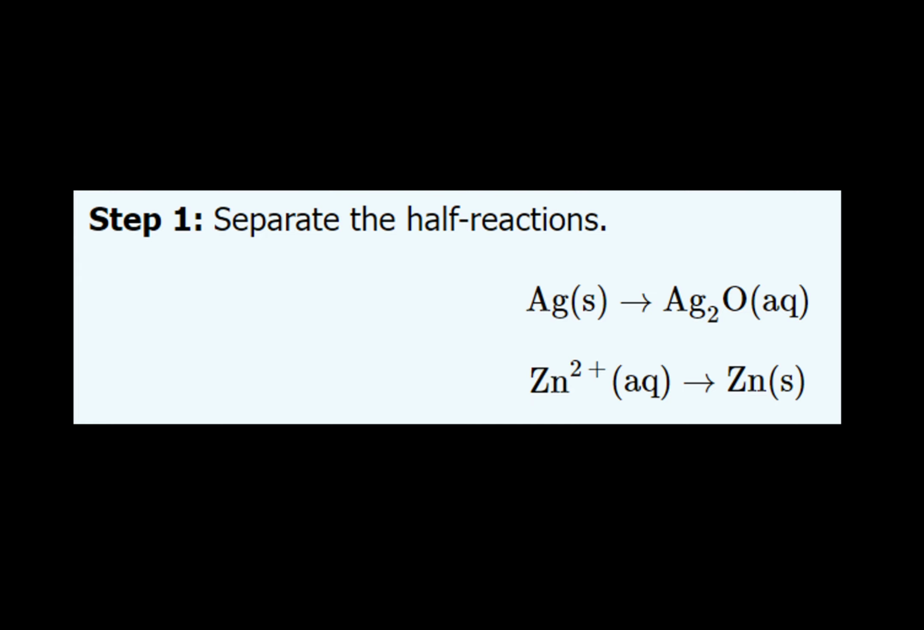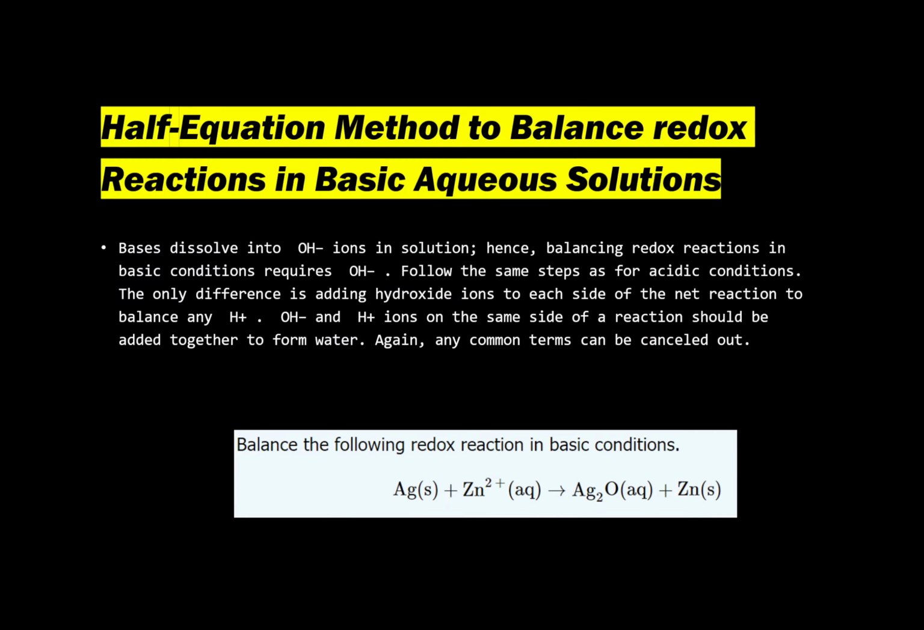Separate the half equations. So we separate the redox reaction into its half equations. We're starting with this now. We have silver reacting with zinc, and we know that we end up with a silver oxide over here. So how will we actually balance this?